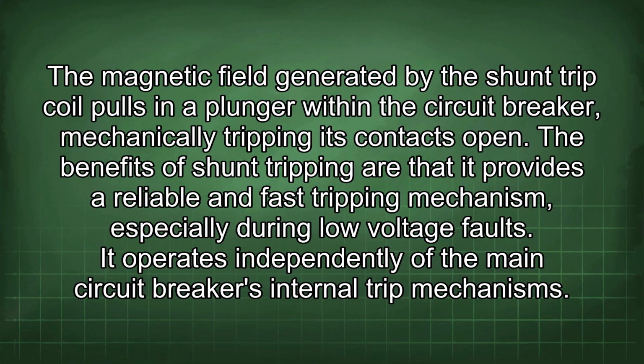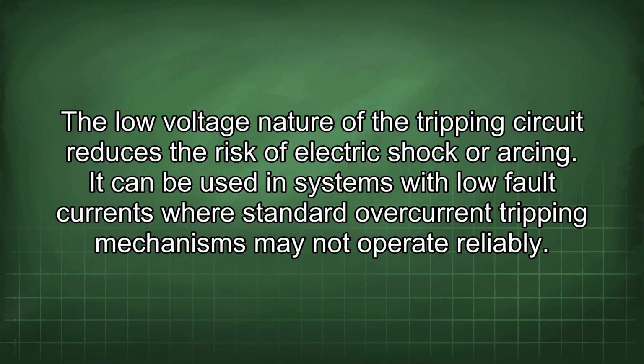The benefits of shunt tripping are that it provides a reliable and fast tripping mechanism, especially during low voltage faults. It operates independently of the main circuit breaker's internal trip mechanisms. The low voltage nature of the tripping circuit reduces the risk of electric shock or arcing. It can be used in systems with low fault currents where standard overcurrent tripping mechanisms may not operate reliably.